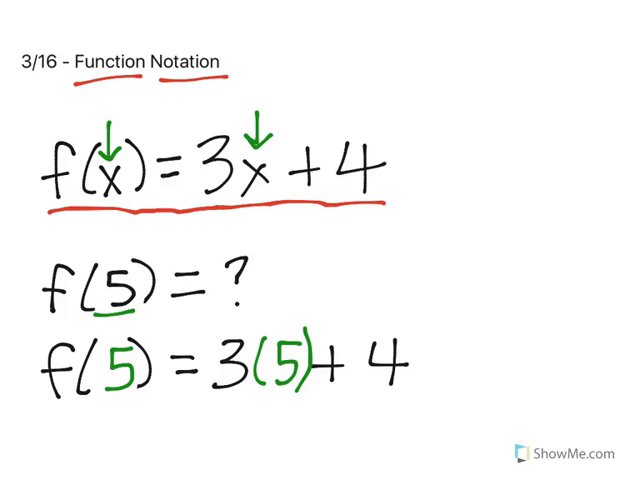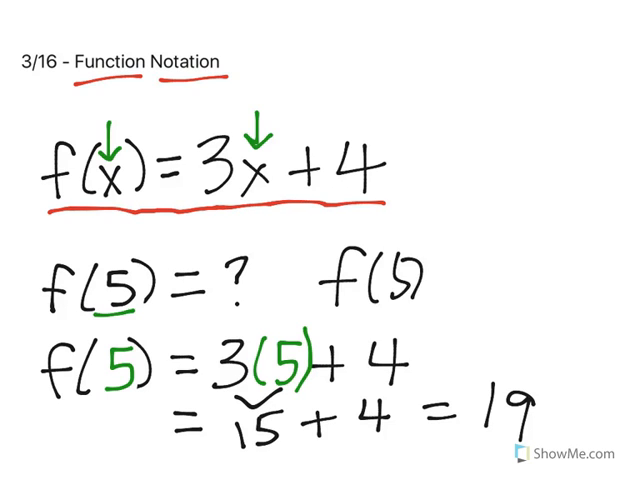We're almost done. This means that we have 3 times 5, which is 15, plus 4, which is equal to 19. In other words, f of 5 is equal to 19. Let's look at one more example.